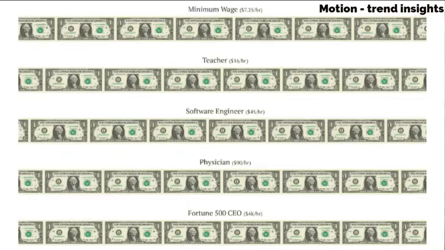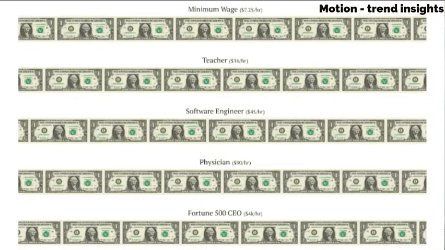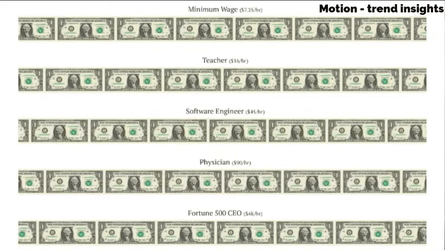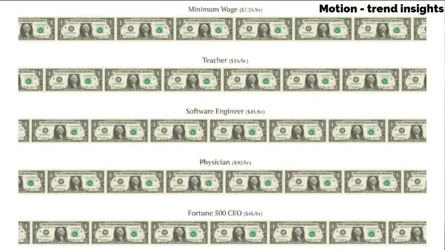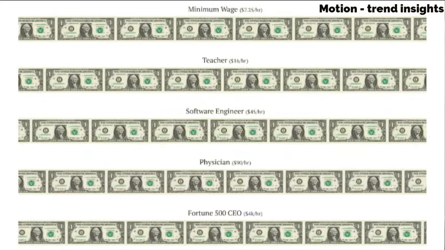Motion is the perfect tool for depicting trend insights. It helps the viewers visualize a progression over time. Motion was used in this example to depict differences in various wages. The higher the wage, the faster the money prints, and the lower the wage, the slower the money prints.